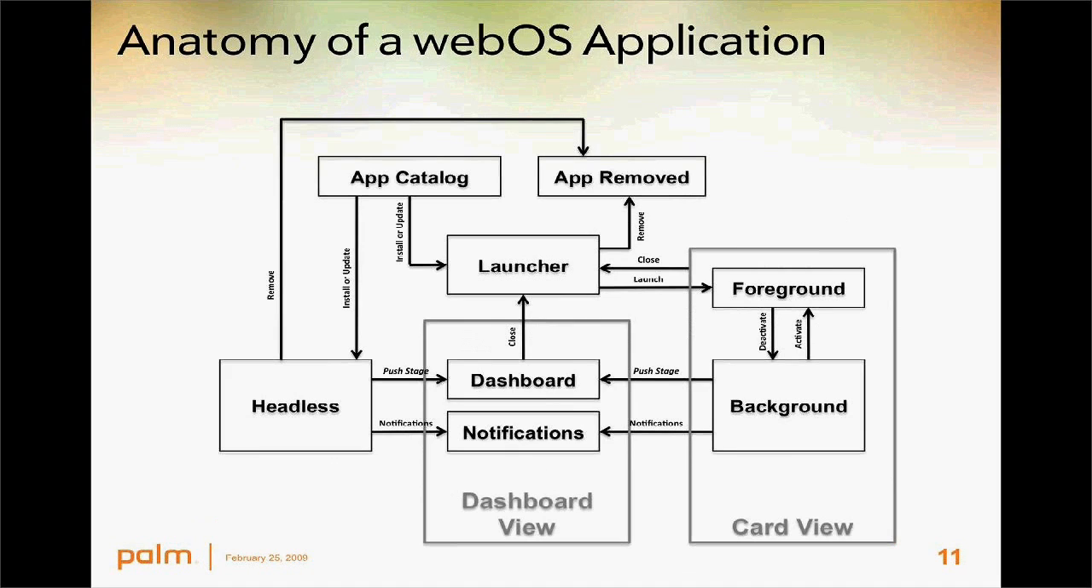So the webOS application model: webOS applications actually start their life in an app catalog. The user selects the application, and they can install it. When it gets installed, it gets exposed in a launcher. When it gets launched from the launcher, it gets moved into the foreground. Then, in this card view, the application can move back and forth between the foreground and the background. They can post notifications. They can create dashboard panels, and thus have a presence in this dashboard view.